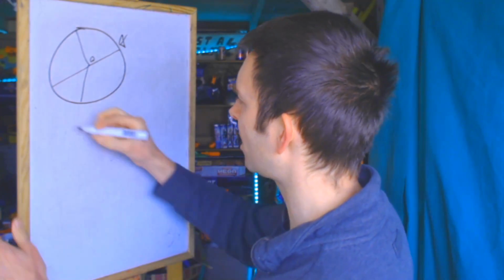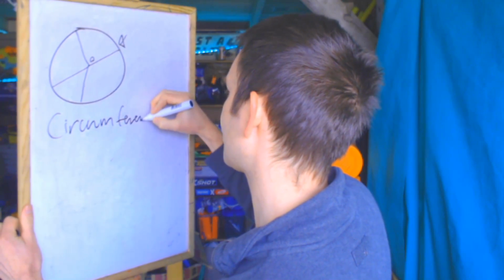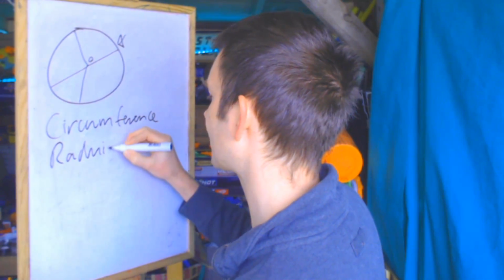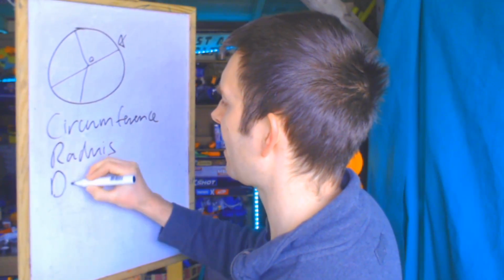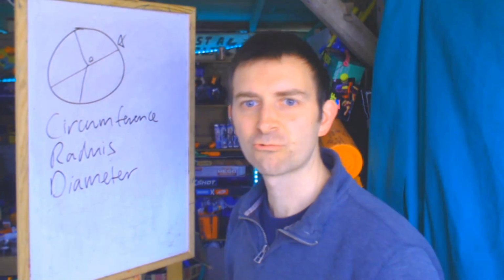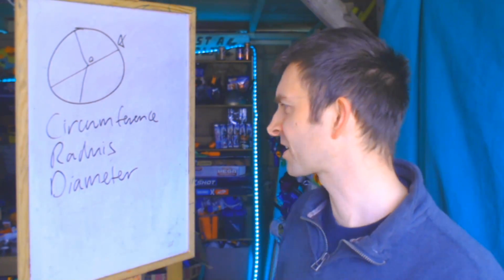So we've got these words here. We've got circumference, we've got radius, one radius, several radii, and we have diameter. All right? Circumference, radius, and diameter. And they're the first three things that we're going to kind of think about.